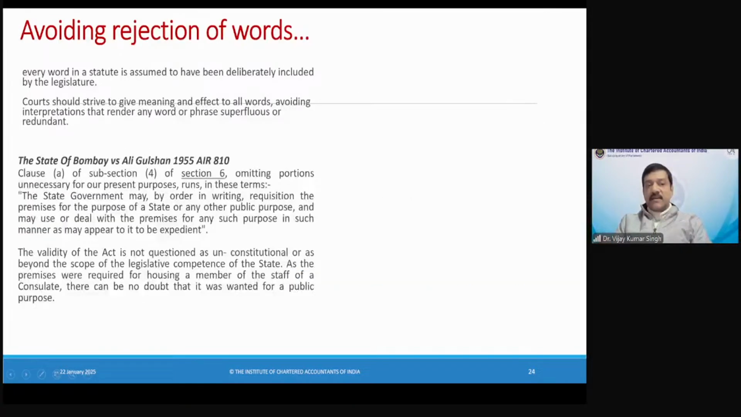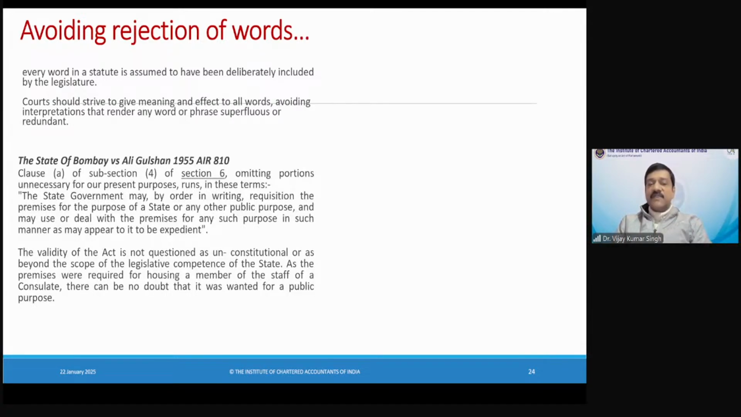Now let us talk about another important point: in the literal rule, one should avoid rejection of words. You should not reject a particular word which features there. Every word in a statute is assumed to have been deliberately included by the legislature, and the court should strive to give meaning and effect to all words, avoiding interpretations that render any word or phrase superfluous or redundant.